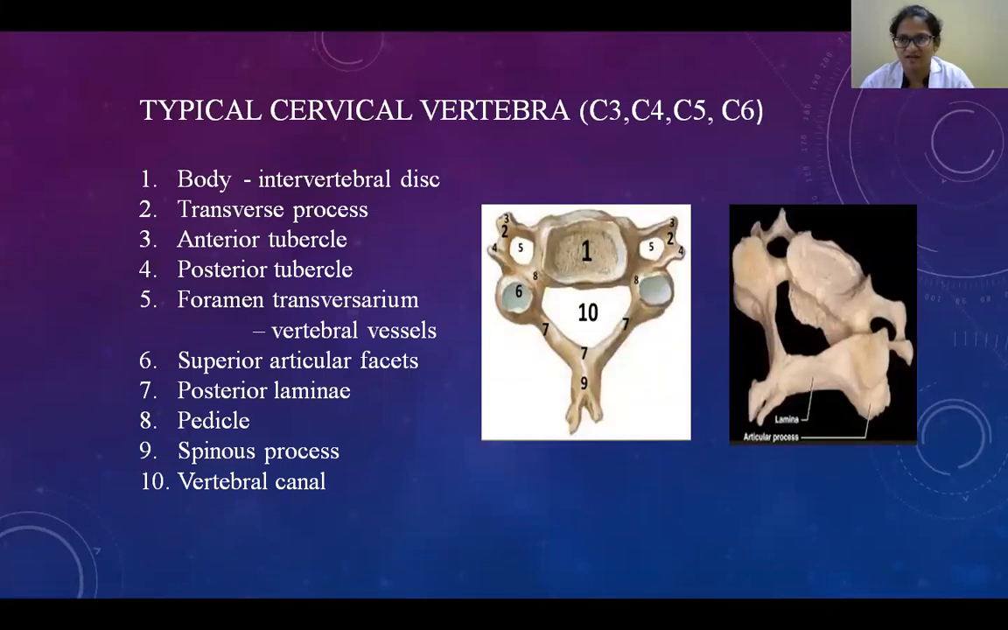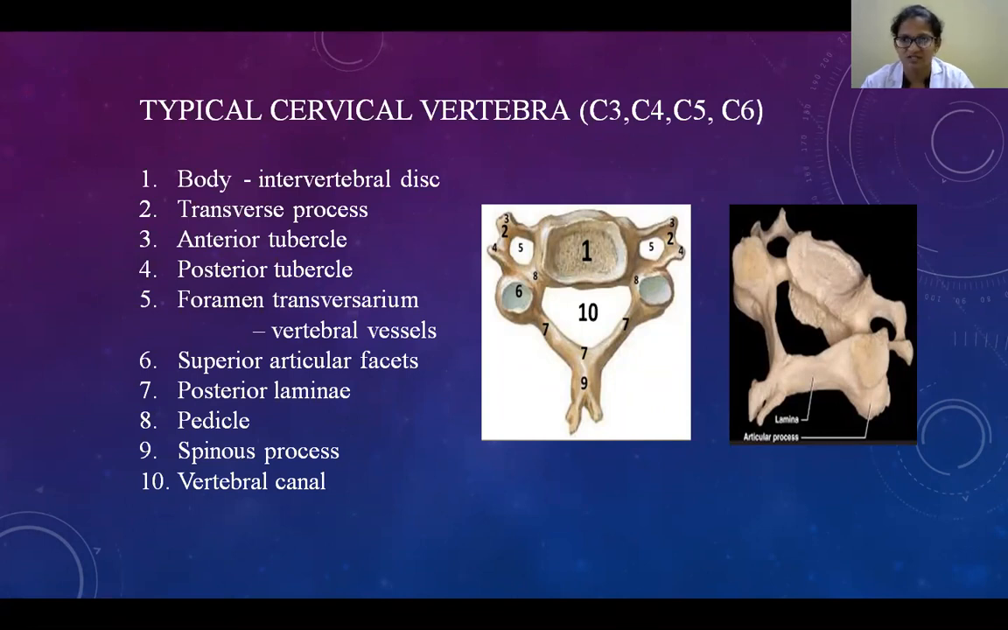Those are totally 7 in number. It consists of typical and atypical cervical vertebrae. Typical cervical vertebrae have the same characteristic features, whereas atypical ones have different special characteristic features.